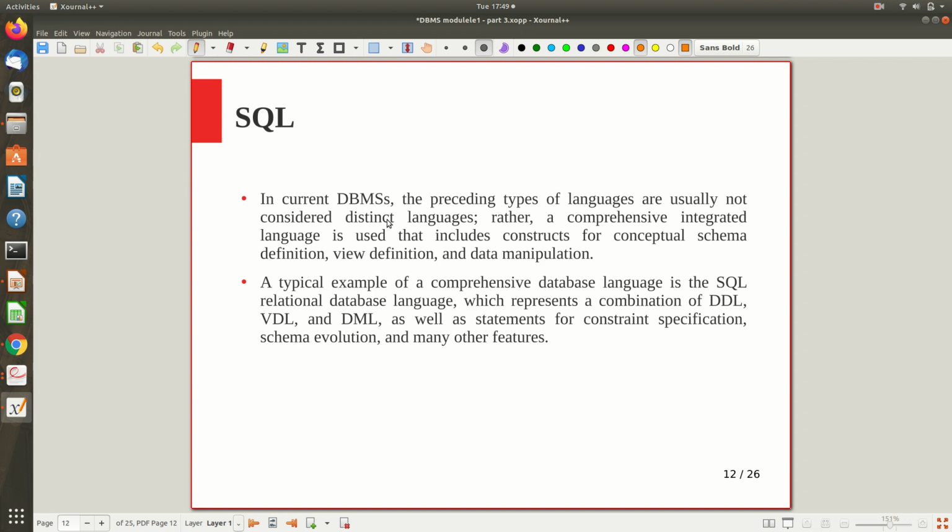Variations are also there, so that is why it is highlighted, which represents a combination of DDL, VDL, view definition language, data manipulation language, as well as many more things like statements for constraint specification, schema evolution, and other features for this SQL. So it's a complete thing. It can do all these things together. But theoretically, you can think about different languages for doing different things.